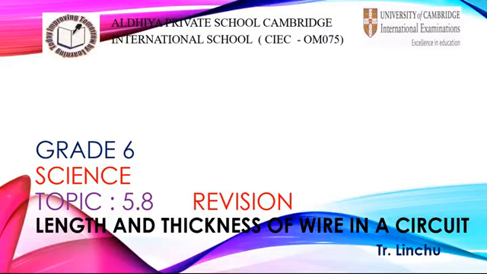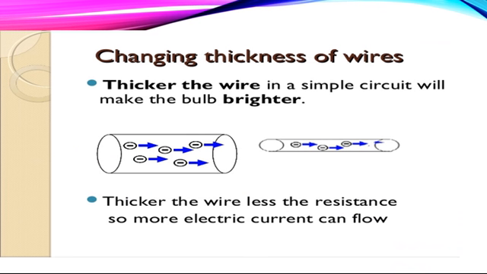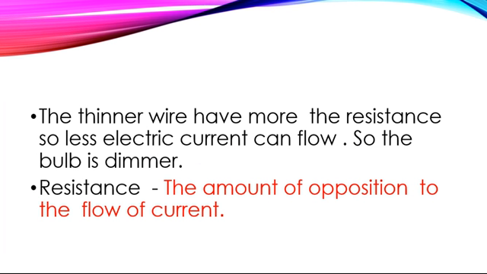Today we will continue our revision topic 5.8, length and thickness of wire in a circuit. We already learned about the change in the thickness of wire. We know that a thicker wire in a simple circuit will make the bulb brighter. Thicker wire has less resistance, so more electric current can flow. So thicker wire is better than thinner wire. The thinner wire has more resistance, so less electric current can flow, so the bulb is dimmer. So we are using the thicker wire.